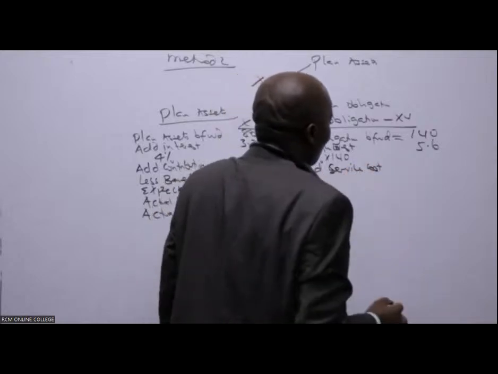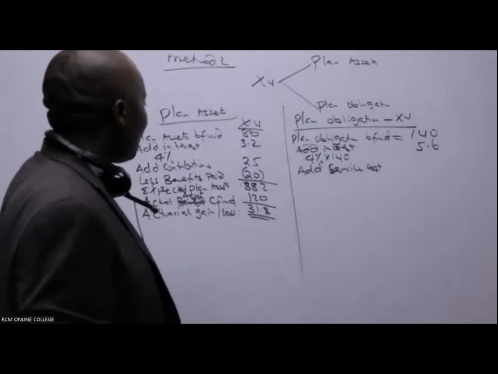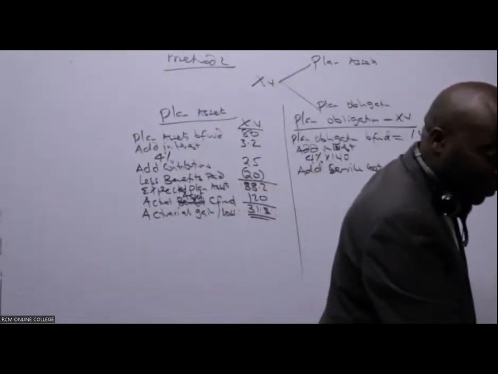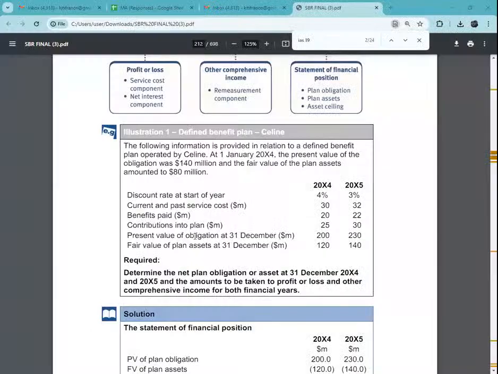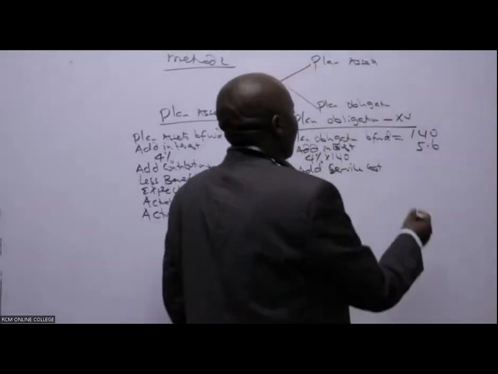Add the service cost. The service cost, ladies and gentlemen, in this case has been given, both current and previous. So you add the service cost. The service cost has been provided here for 20x4. It is 30. Current and past service cost, 30.